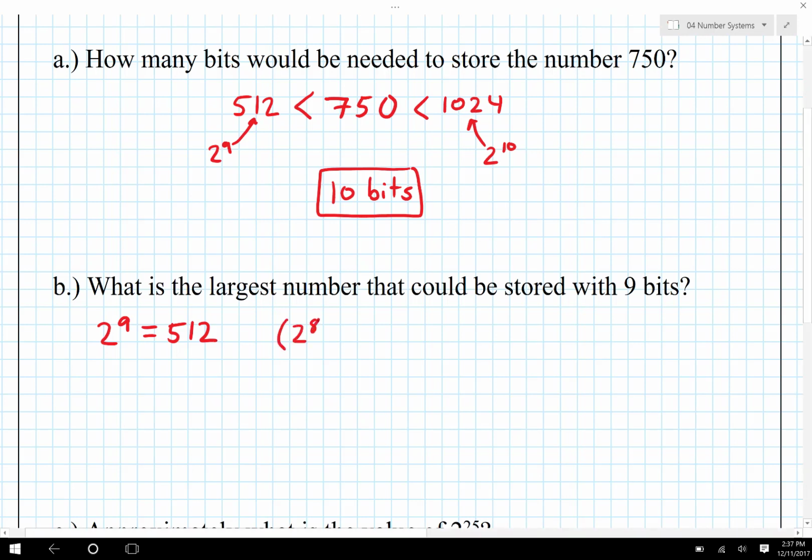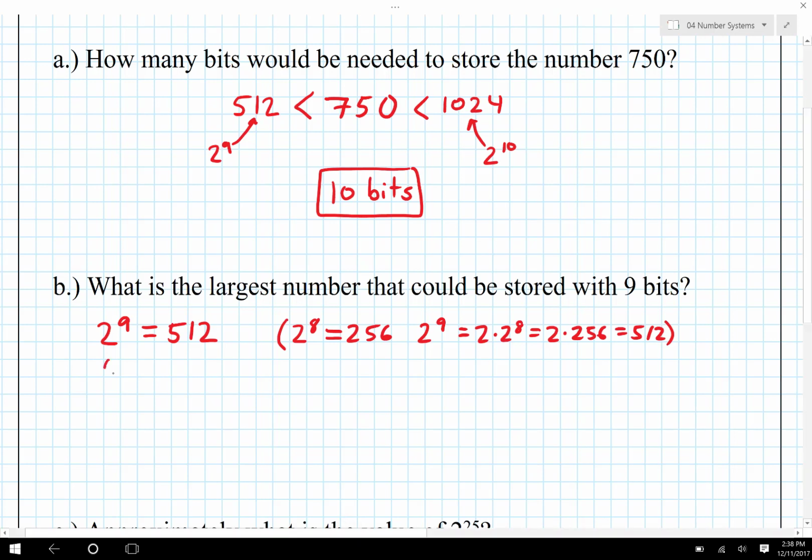If I remember 2 to the 8th, which is an extremely important number to electrical and computer engineers, I know that that's equal to 256. Well, I know that 2 to the 9th is just 2 times 2 to the 8th, or 2 times 256, which is 512. So I don't need to use my calculator to do that. I just remember, say, 2 to the 4th, 2 to the 6th, 2 to the 8th, and 2 to the 10th. And everything after that is easy.